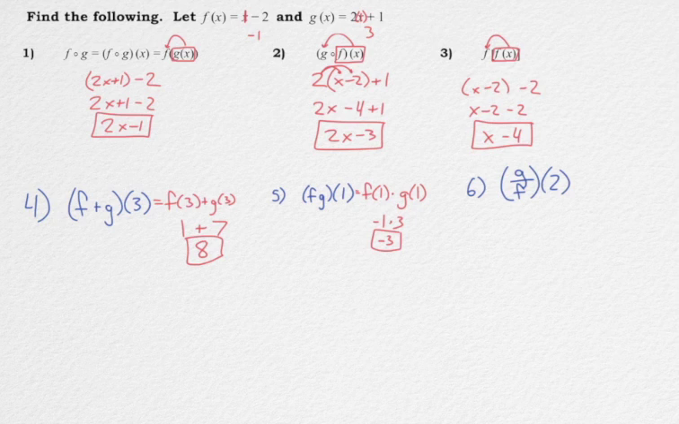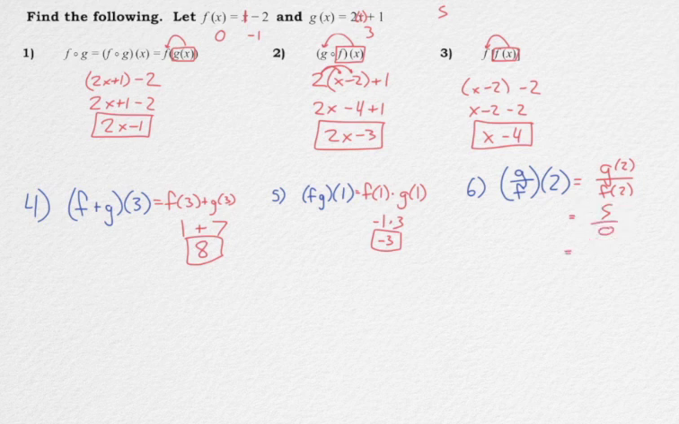Now let's look at a division example. So this says g divided by f of 2, and again I'm going to rewrite that as g of 2 divided by f of 2. And let's see what happens here. So g of 2, if I plug 2 in up here, that would be 2 times 2, which is 4, plus 1, which would be 5. And then if I plug 2 in here, 2 minus 2 is just 0. So then I have to take 5 divided by 0, and we can't divide by 0.